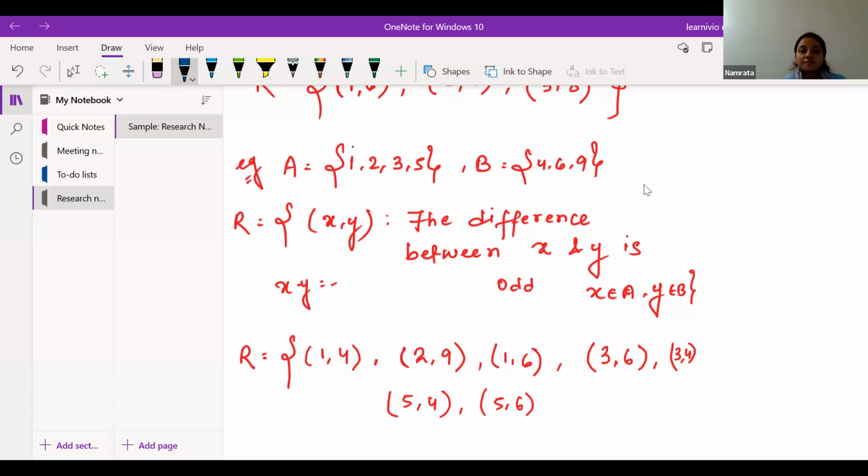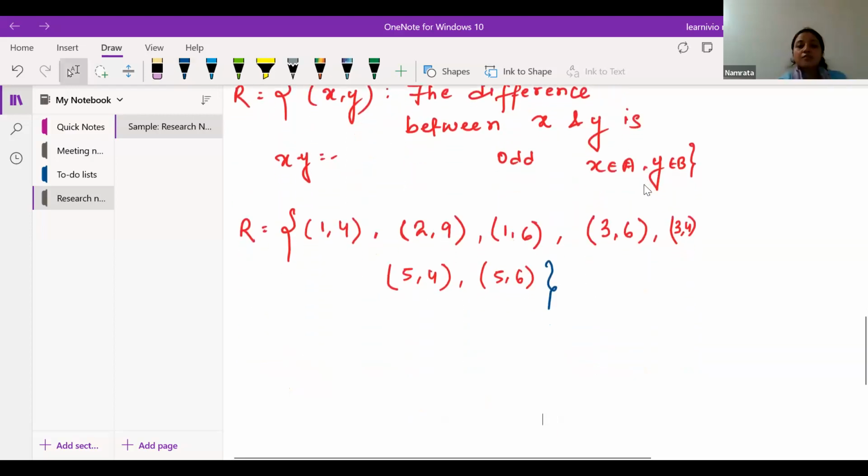Then 3 with 4. Yes, we have listed it down. 3 with 6. Yes. And 3 with 9. No. Now 5 with 4. Yes, we have written it down. 5 with 6. Yes, we have written it down. And 5 with 9, it will not be there. So yes, we have listed down all the elements. These are the ordered pairs which we will get according to the given relation.